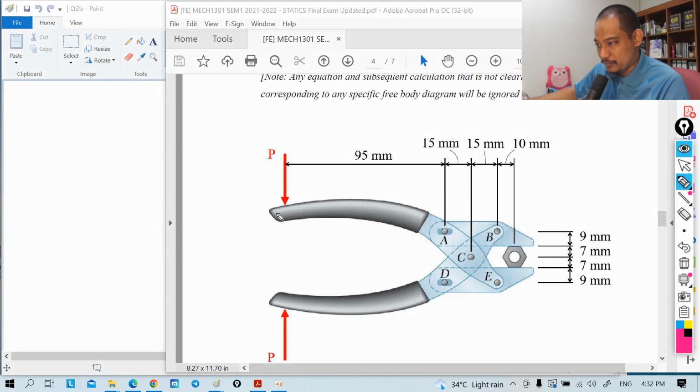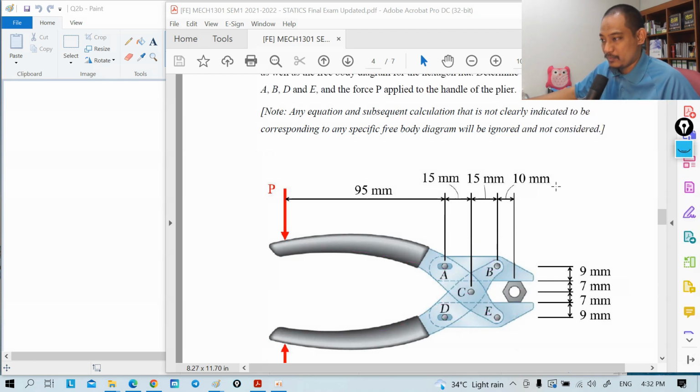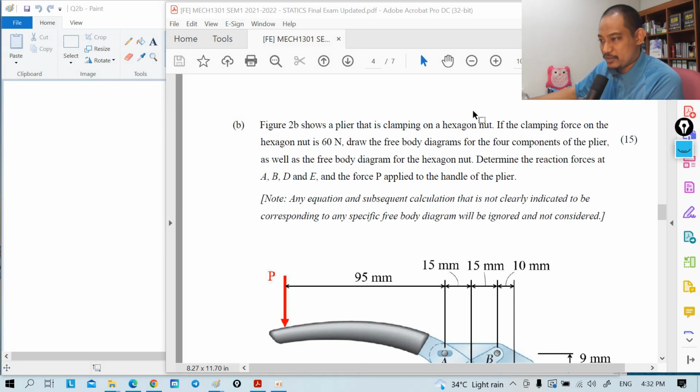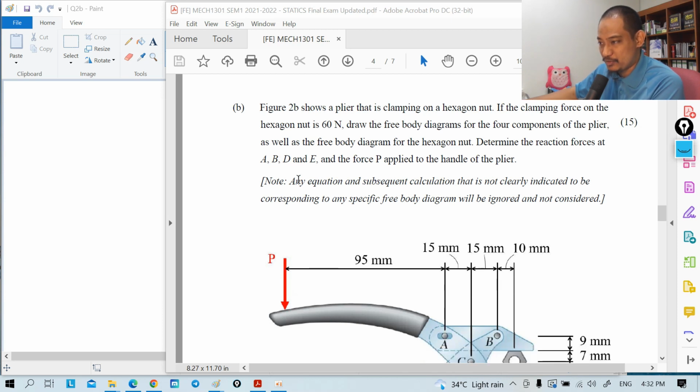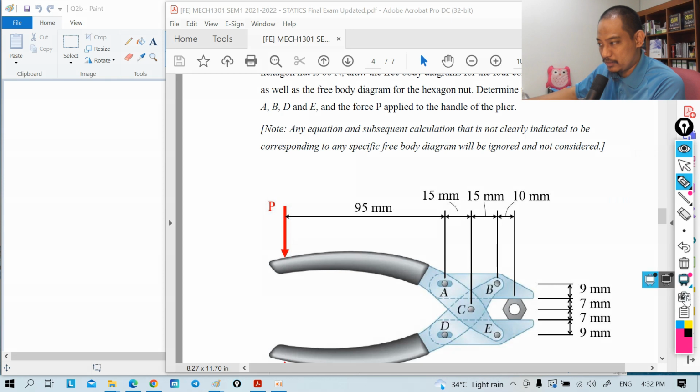Hopefully you can see what the 4 components are here. One is this component until here, another is this one until here, another one is this one, another one is this one. That's the 4, and of course the last one is the hexagon nut. Determine the reaction forces at A, B, D, and E, and force P. So what we need to find is at A, B, D, E, and this force P. So that is what we need.